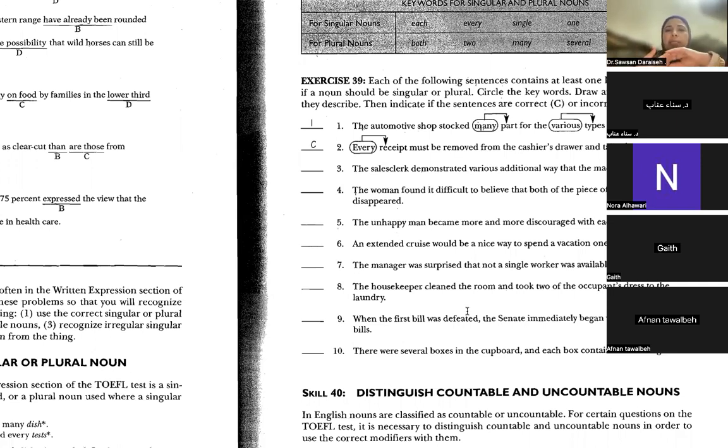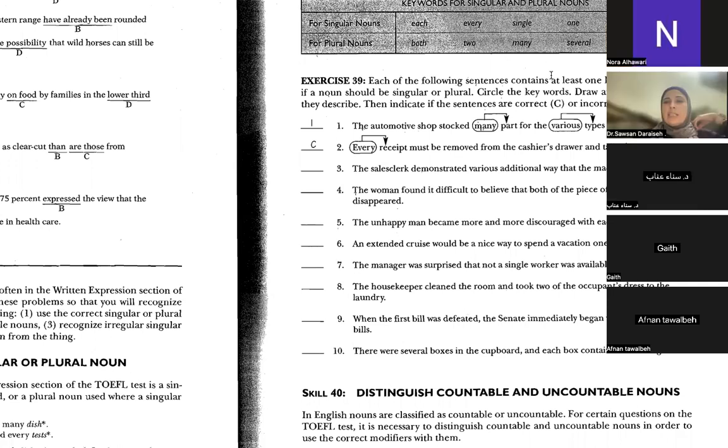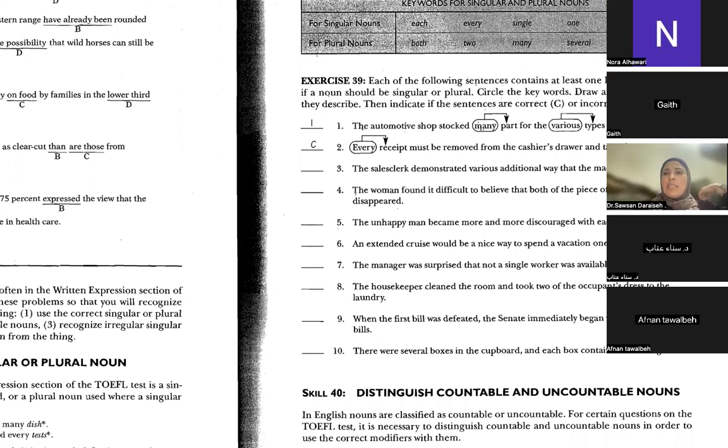So anyway, we have sentences as usual. Some of these sentences have mistakes in them and the others don't. Each of the following sentences contains at least one keyword to tell you if a noun should be singular or plural. Circle the keyword. Keyword means one of these words, okay? Circle the keyword, then draw arrows to the nouns they describe. So many, for example, here describes part. Various what? Various types. It describes types here. So these words describe what they are followed by. Then indicate if the sentences are correct or incorrect. Are these sentences correct? Are they incorrect?